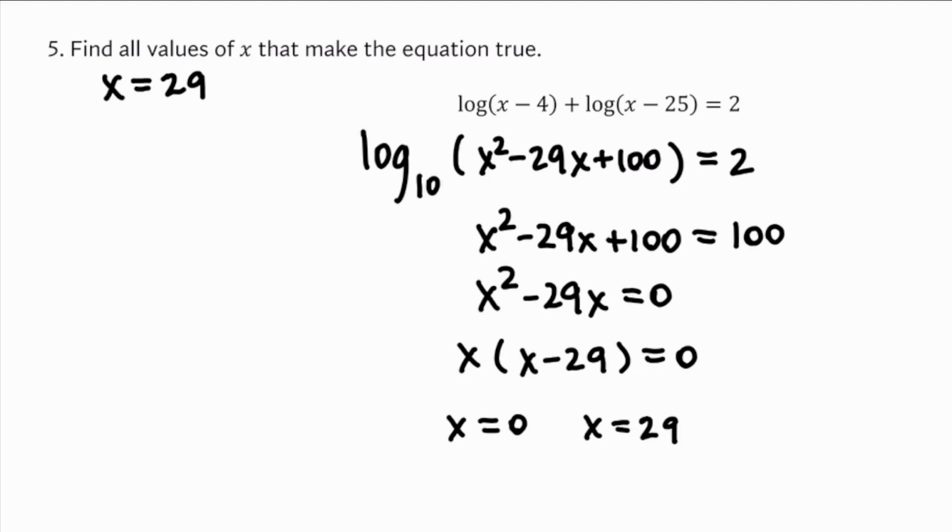But if we look closer at x equals 0 and plug it in, we've got two logs that are both undefined added together equaling 2. There's no way that undefined plus undefined could equal 2. So we're going to say x equals 0 is an extraneous solution. And that's why I really like using the calculator to solve this one, because you don't get that x equals 0 solution if you use the calculator, because it's not a real solution.